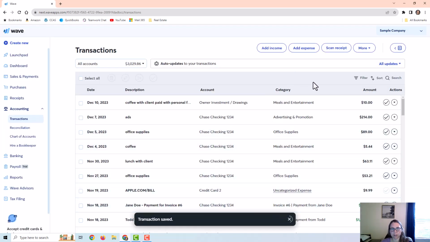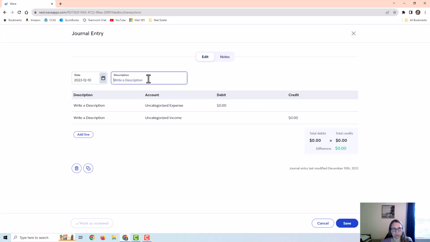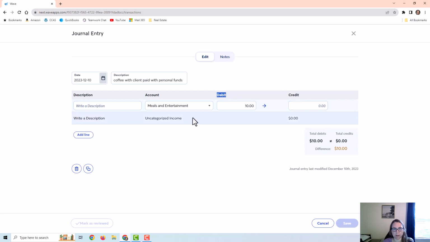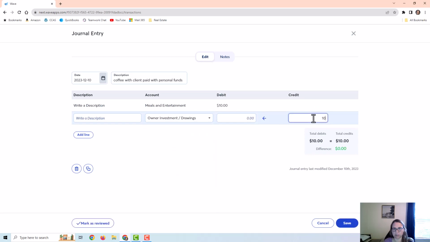And then the second way to add it would be to create a journal entry. So you would just add a journal transaction, put in any descriptions. On one line, you're going to put the expense category that is relevant, and the amount would go under the debit column. You are debiting an expense account. If you have questions about debits and credits, I do have a video about that. And then your credit's going to be the Owner Investment Drawings account. And you would put the $10 over here in the credit section. And that's all you have to do.